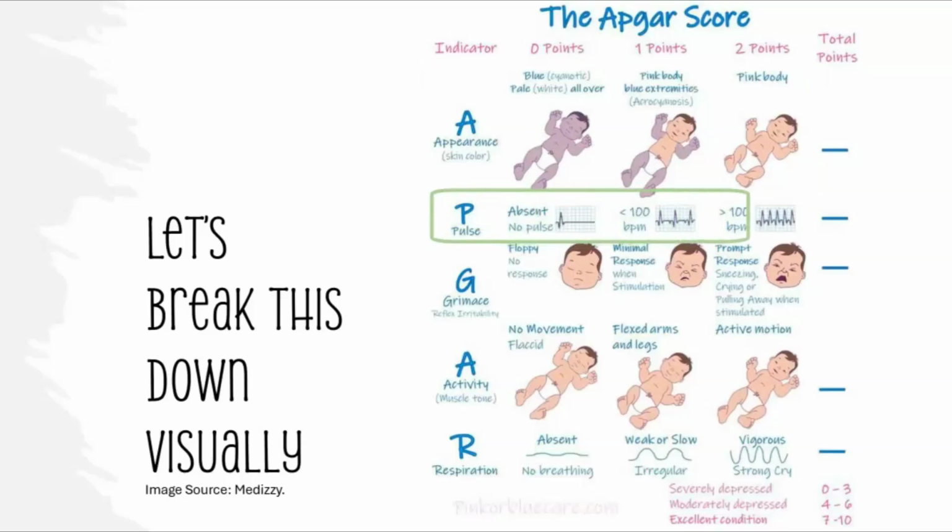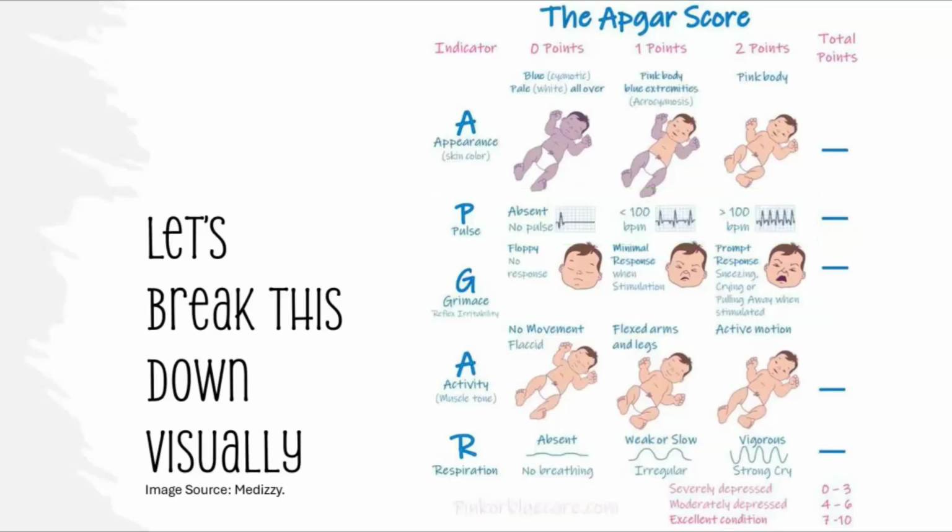Looking at the second category regarding the pulse, this is very simple. If there's no pulse, it's 0 points. If the pulse is less than 100, that is 1 point. And if his pulse is greater than 100, that is 2 points. This can be done either with a pulse oximeter or simply with your stethoscope, or in some cases, you can simply apply leads and look at the EKG reading.